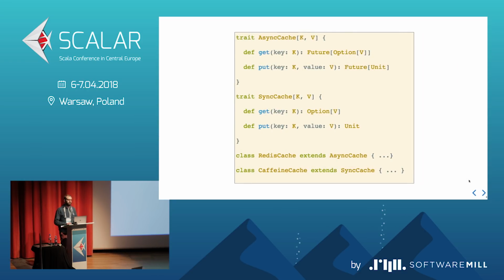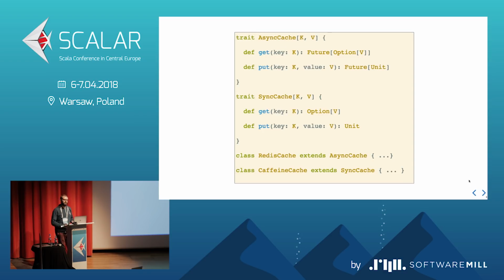But then sometimes you know that you're not actually doing any network I/O. You're just talking to, say, Caffeine, which is an in-memory Java cache library. So you know that it's not going to throw any exceptions, it's not going to take seconds, it's going to return in nanoseconds and just give you your answer. So wrapping it in a future is just a bit pointless. It's annoying to work with.